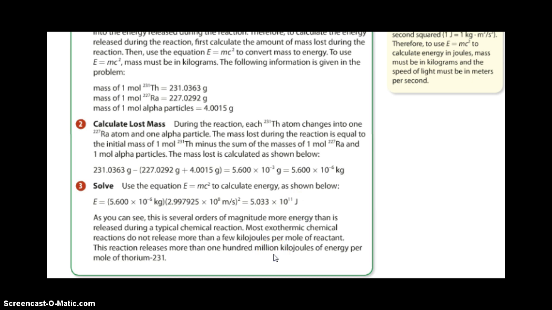As you can see, this is several orders of magnitude more energy than is released during a typical chemical reaction. Most exothermic chemical reactions do not release more than a few kilojoules per mole of reactant. This reaction released more than 100 million kilojoules of energy per mole of thorium-231.